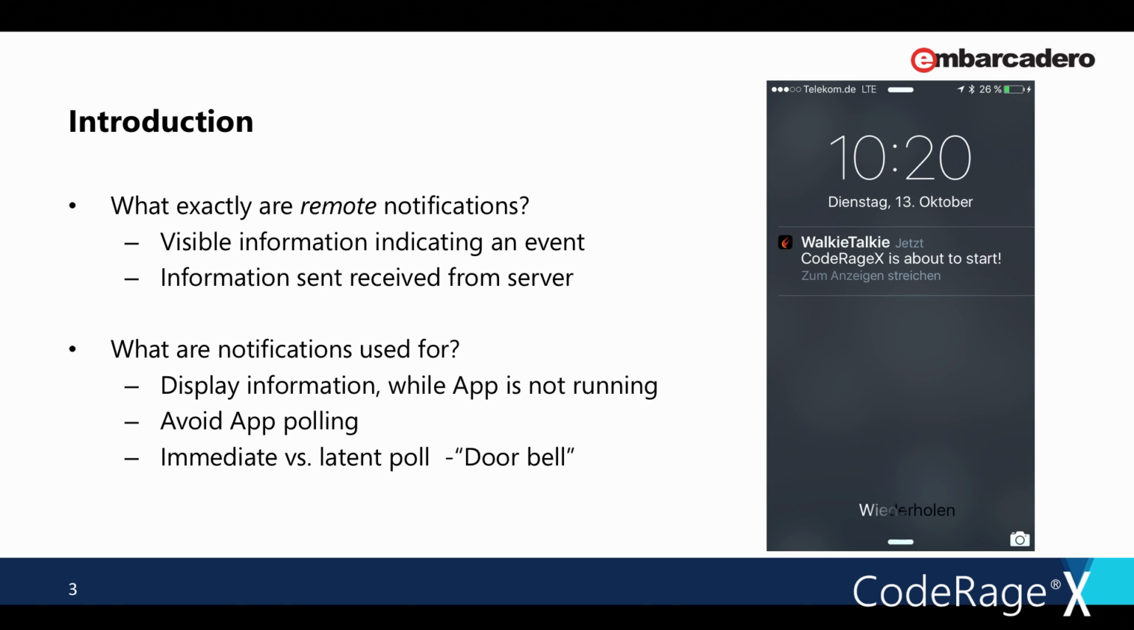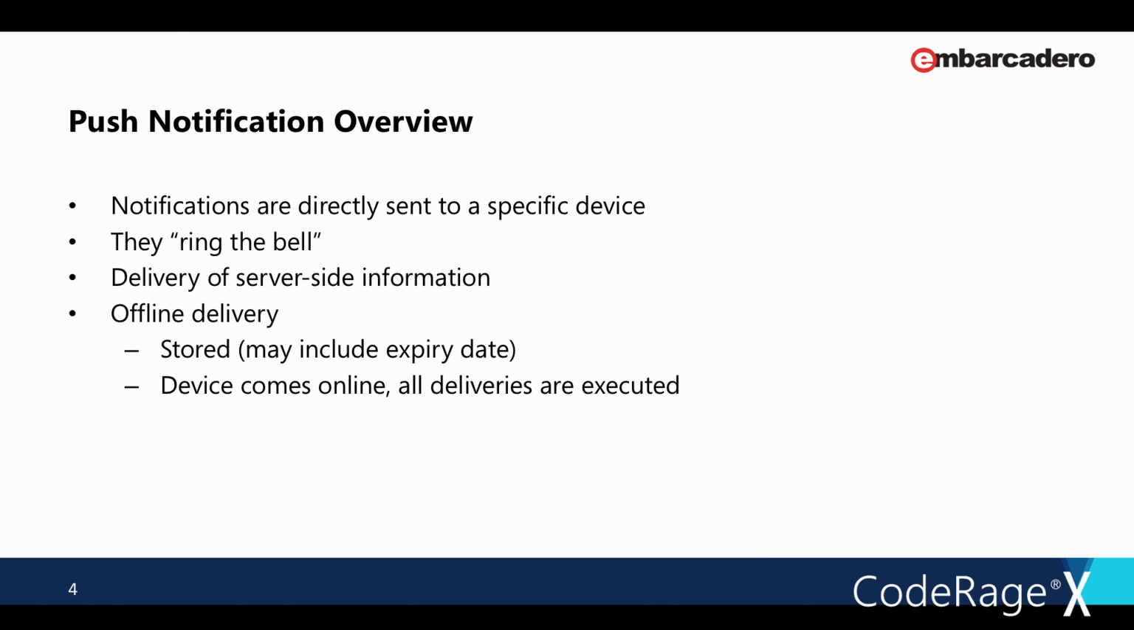So push notifications are pushed from the server so that the device receives them immediately. They are sent to a specific device. It's not like a broadcast mechanism. They are sent to exactly those devices that you define the notification to be sent to. They all ring the bell. Well, they are displayed on the device immediately, and they deliver the server-side information to your device, to your user.